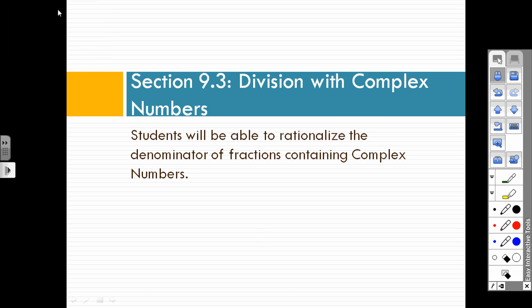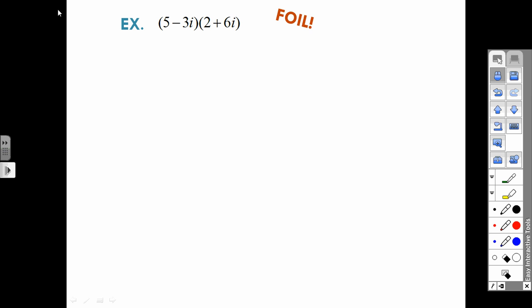Right, so now we're going to talk about division with complex numbers. And of course, before we can talk about division, we need to talk about multiplication. So when you go to multiply two complex numbers, you can follow the rules of FOIL. So first, outer, inner, last.